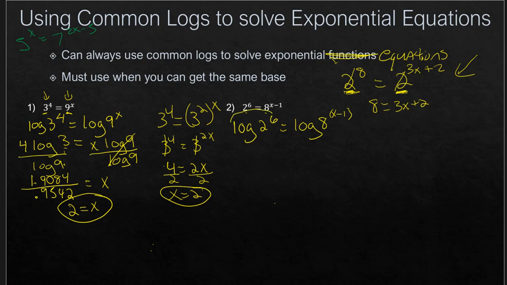Then you throw the exponents in front. So it'll be 6 times the log of 2 equals x minus 1 times the log of 8. Then at this point, we can go ahead and divide by the log of 8.